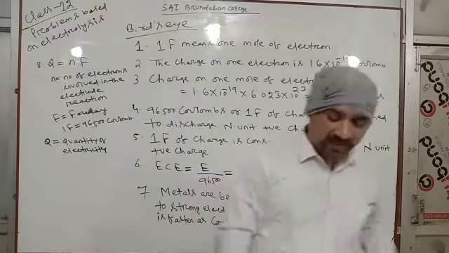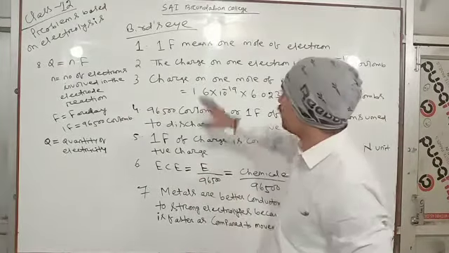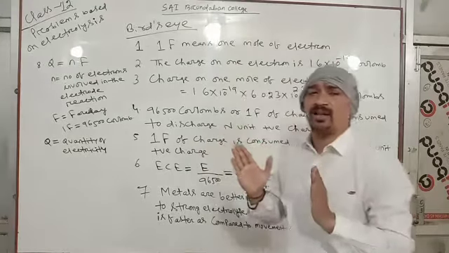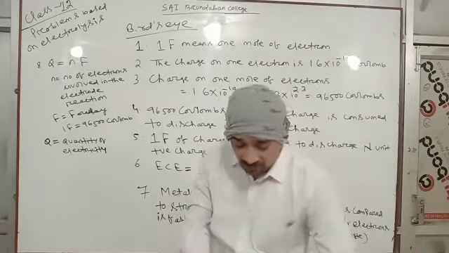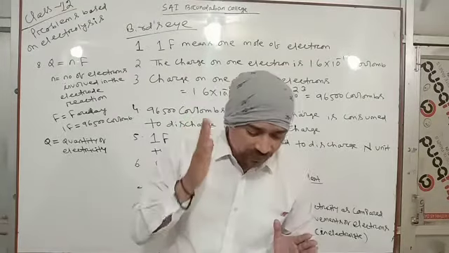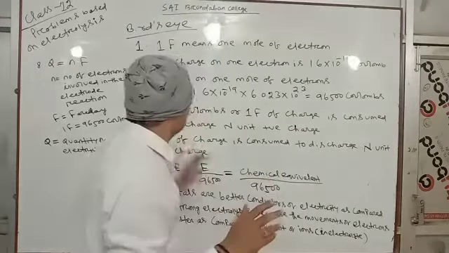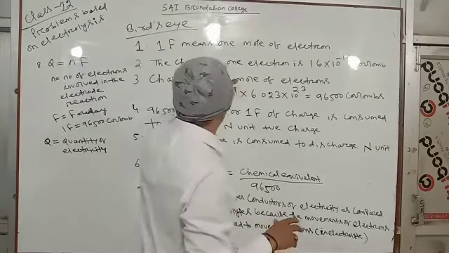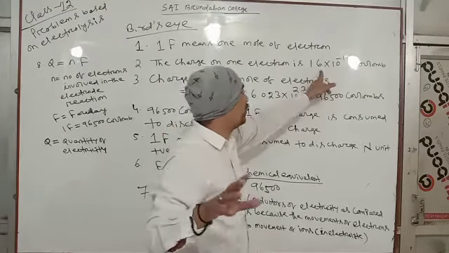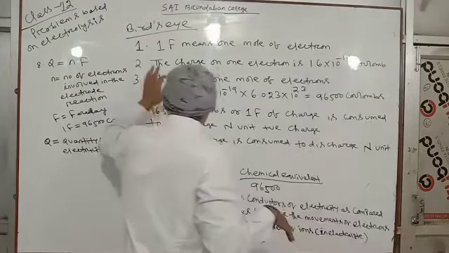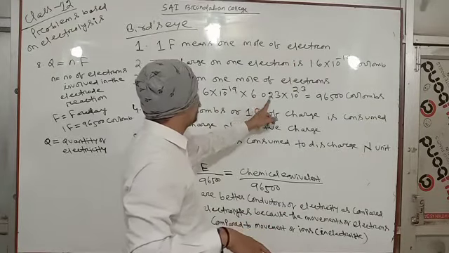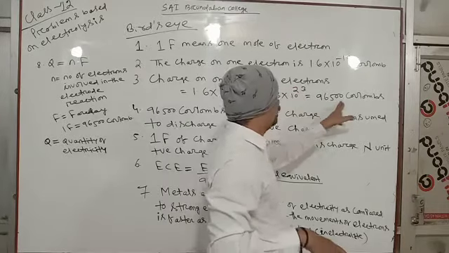Next, as you know, 1 Faraday means 1 mole of electrons. Suppose the charge of 1 electron is how much? The charge on 1 electron is 1.6 into 10 to the minus 19 coulomb. Charge on 1 mole of electrons is 1.6 into 10 to the minus 19 coulomb into 6.023 into 10 to the 23, which is 96500 coulomb.